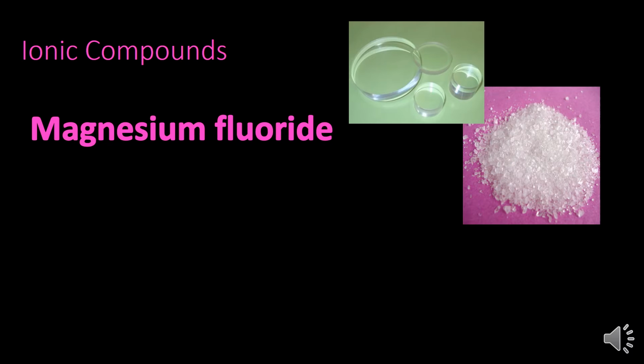Magnesium fluoride is used for optical coatings, and it's used for making the lenses in space telescopes. That aside, we need to write the formula for magnesium fluoride. So the very first thing that you're going to want to do is write the ions. So magnesium is 2+ and fluorine is 1-.